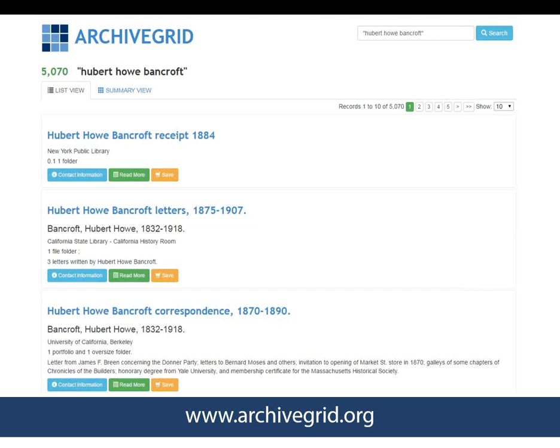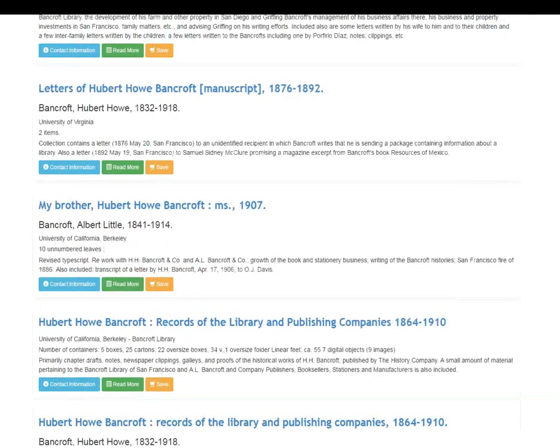So there were many hits actually for Hubert Howe Bancroft, but the one that caught my eye was a couple pages down, and it was at the University of California, Berkeley. It's this collection of records pertaining to Hubert Howe Bancroft, but it's of the library and publishing companies covering the years 1864 to 1910. And we know from the evolution of county history books that this is right in the wheelhouse of when those were most popular.